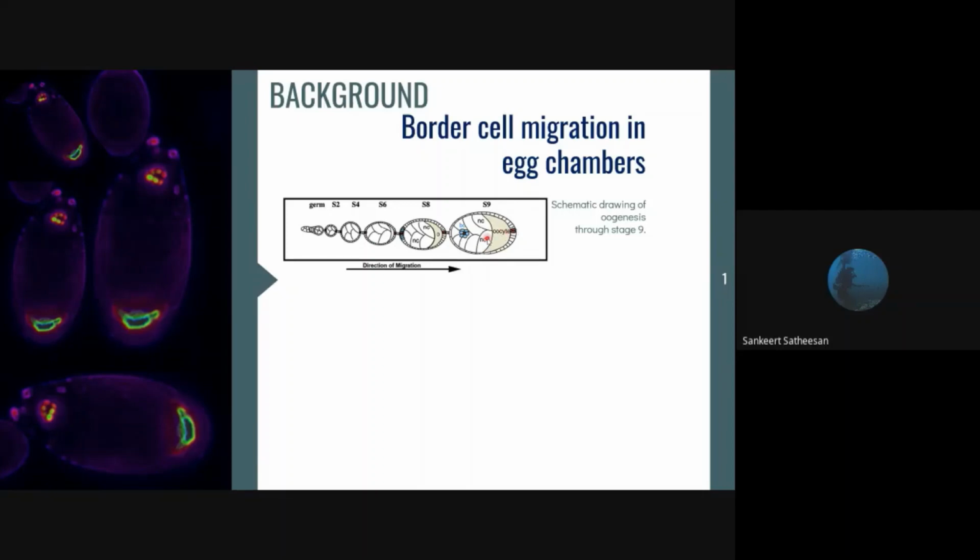And this set of 6 to 10 cells are called the border cells, and together it is called the border cell cluster. So the border cell cluster consists of 6 to 10 border cells and two central polar cells, which are needed for their continuous migration.